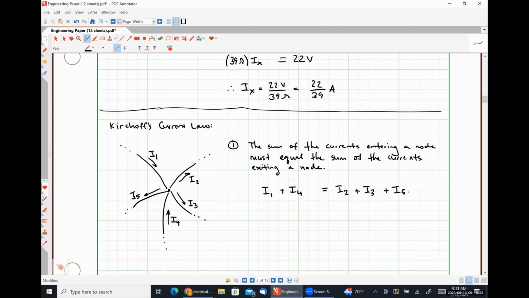All of the currents that are entering the node are on one side of the equal sign. All of the currents that are exiting the node are on the other side of the equal sign. So everything is balanced. Okay. So like I said, that's probably the formulation that you guys are most familiar with. Okay. Now let's talk about the other two formulations.